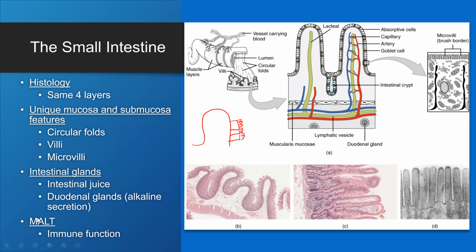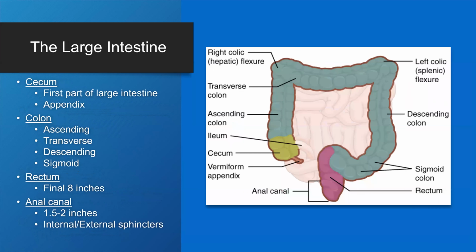Also in the small intestine, we have MALT, mucosa-associated lymphatic tissue that has immune function, protects you from bacteria and other pathogens. Right, okay. Now, in the large intestine, we have several parts. The first part is called cecum. This is where appendix is attached to the cecum, and small intestine, ileum, attached to the cecum as well.